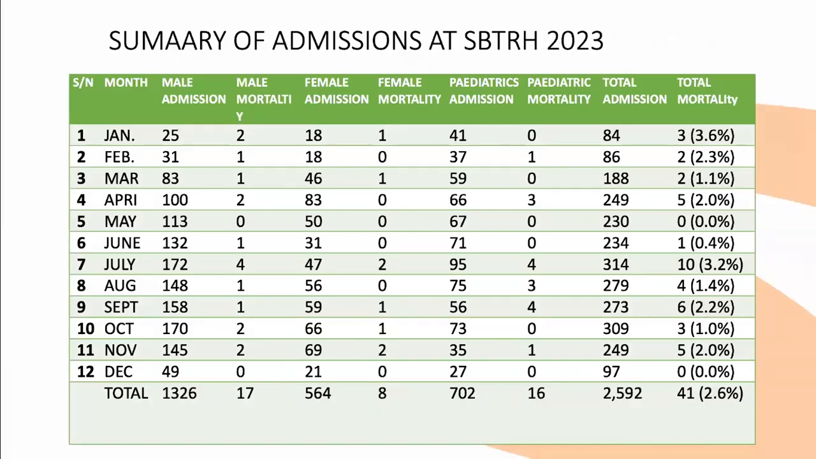Next slide. This is just a summary of the number of patients we admitted in the year 2023. You could see that in this part of the world, the number of patients is always on the increase when it is a farming or raining season. In January, we had just a few patients admitted in 2023. We had 84 people, and in February, the same thing. But by the time we get to March, people always go to the farms to clear their farms. That's why you see that the number is increasing from 86 to 188.